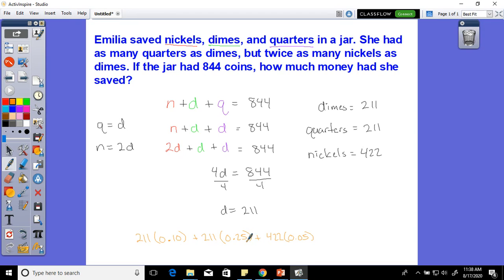Okay, if we multiply this out, we get $21.10 plus $52.75 plus $21.10 again. When we add all that up, we get $94.95. And there is how much money she saved.